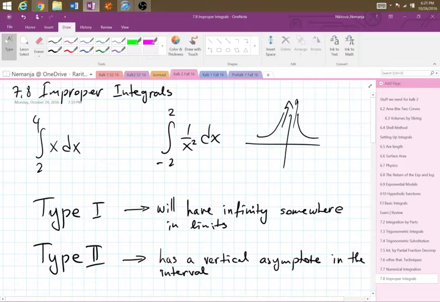We are going to talk about the second part of the improper integral, section 7.8. We need to talk about the type 2 improper integrals. But before, let's just quickly review type 1. So we said that the type 1 improper integrals will be very easy to spot because the limits will contain either negative infinity or positive infinity. So type 1 is very easy to spot.